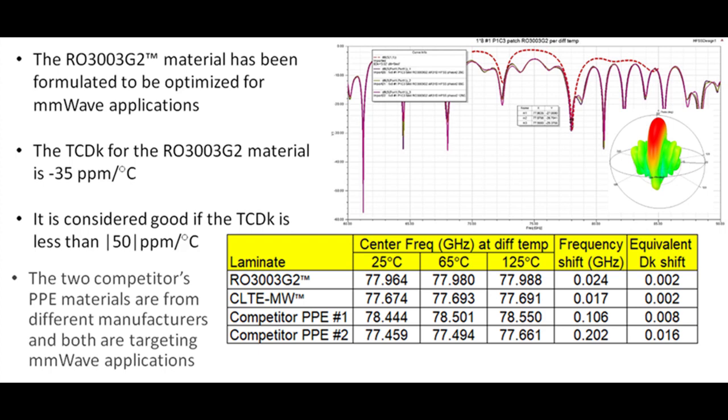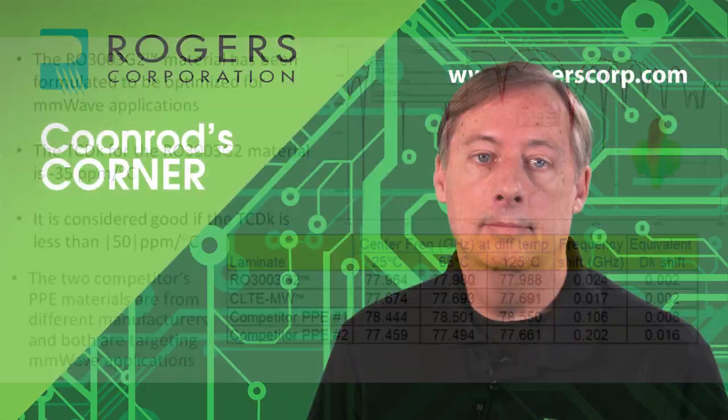Now the competitor material that's PPE-based, some PPE-based materials are better than others by formulation. And this is kind of a common material I've seen for the properties of PPE-based materials. And you can see that the frequency shift is much greater than the Rogers materials, as well as the equivalent decay shift due to these temperature changes.